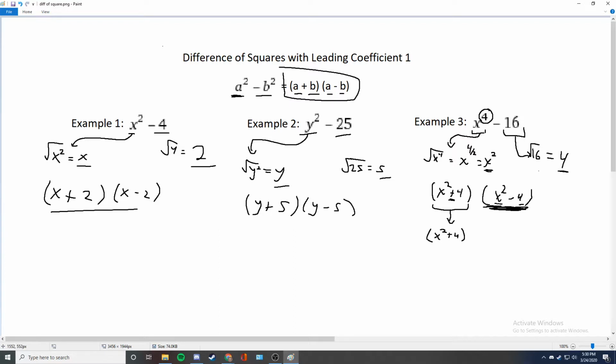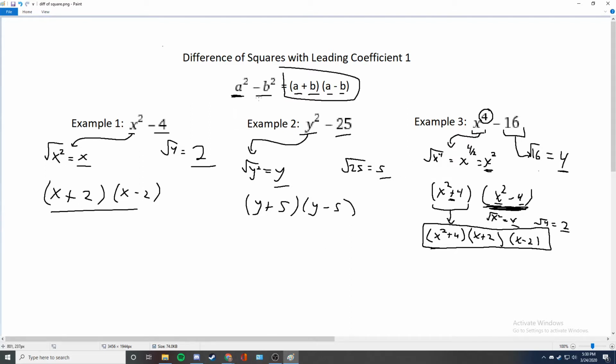Now, to factor this one out, the square root of x squared is equal to x, and the square root of 4 is equal to 2. Plug these two terms into the general form again, so we get x plus 2 and x minus 2. So this is our final answer for example 3. And that's it for the example problems.